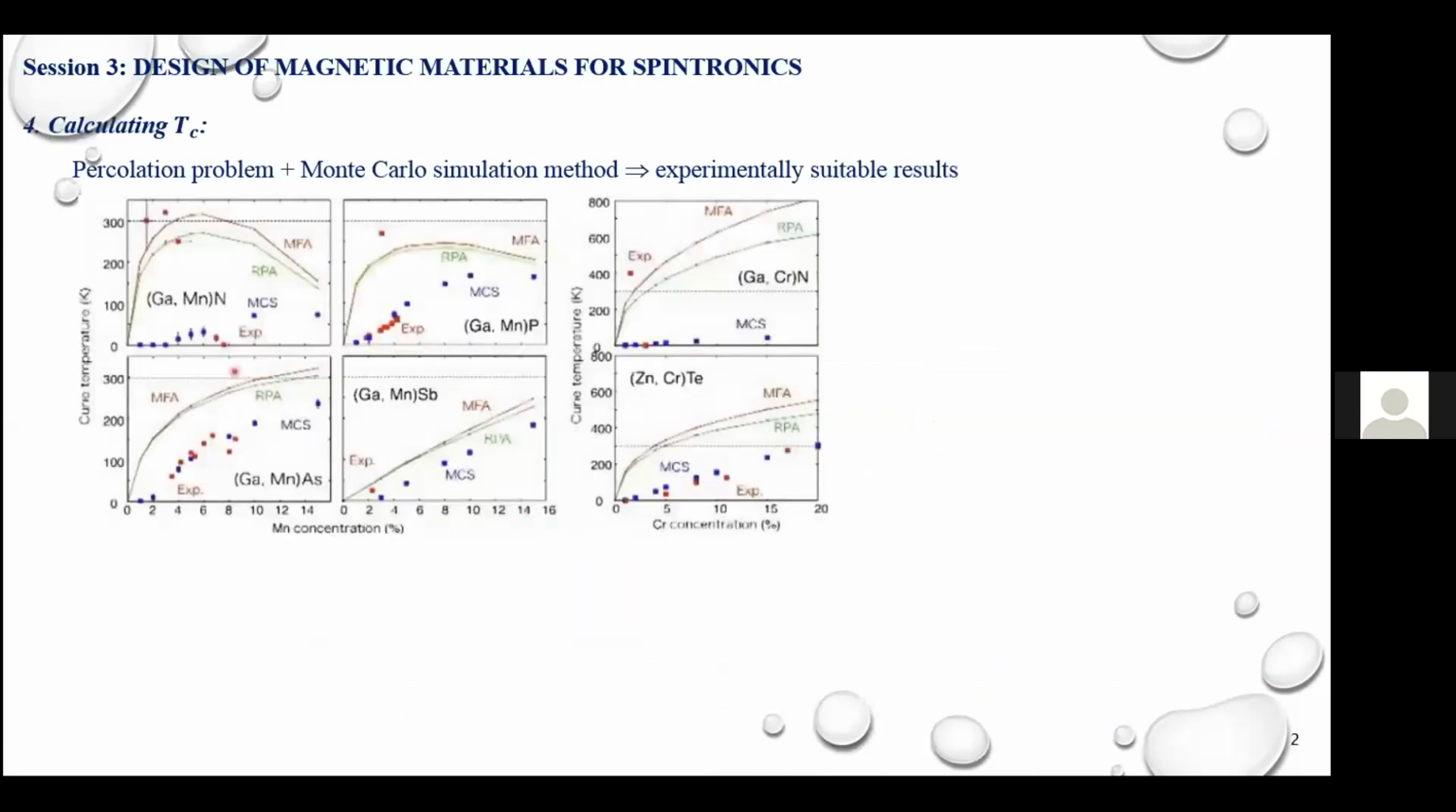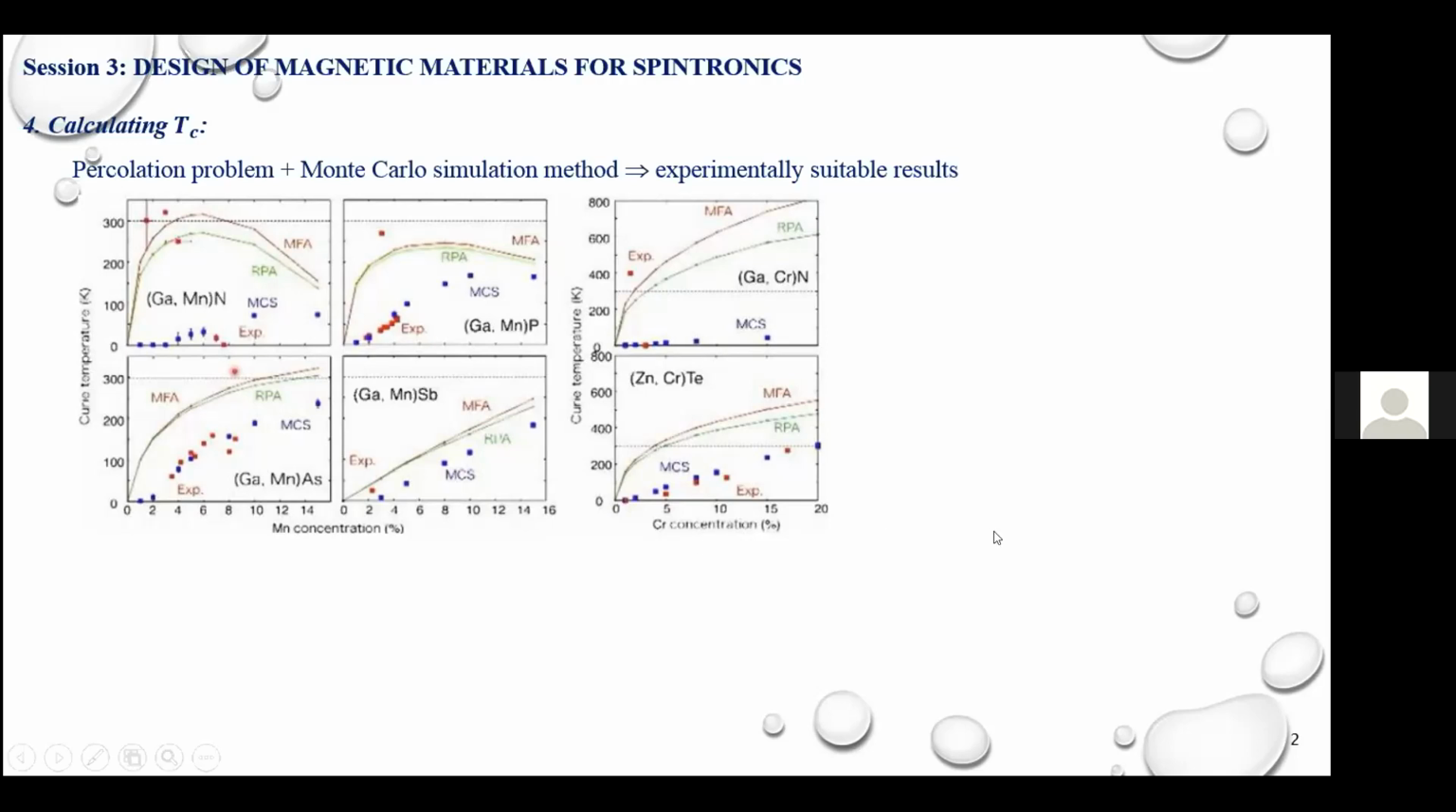And how about the calculation of the Curie temperature? We recognize that when we calculate the Curie temperature, we have to pay attention to the percolation problem. So here we talk about the percolation problem combined with the Monte Carlo simulation method. And finally, we have experimentally suitable regions.